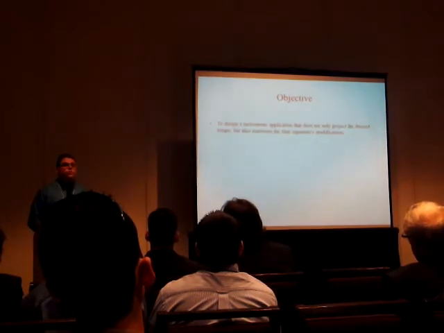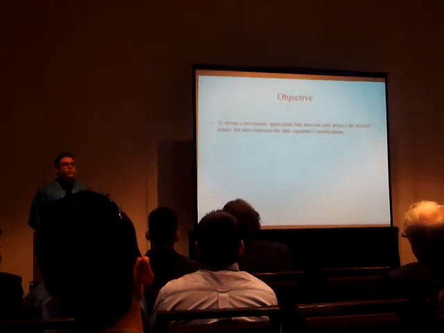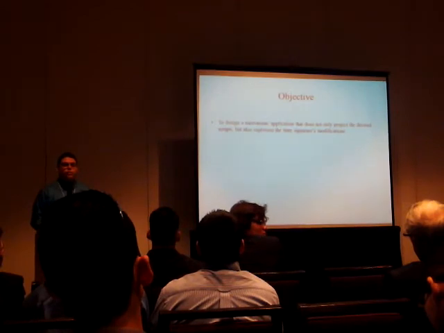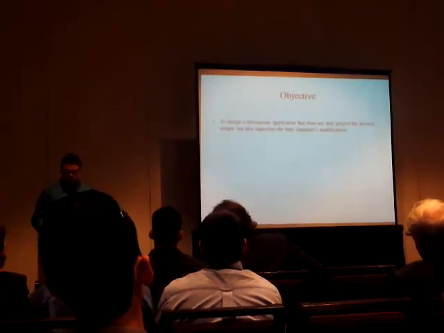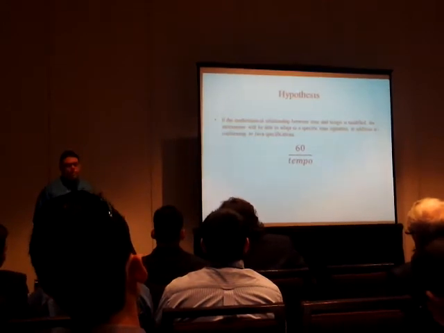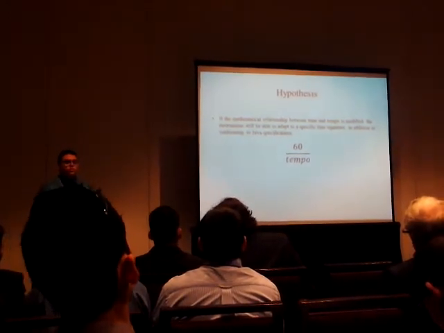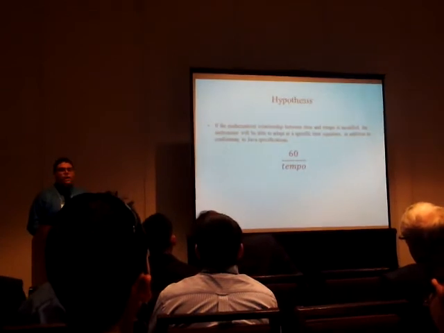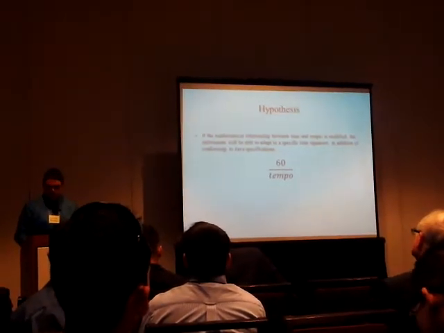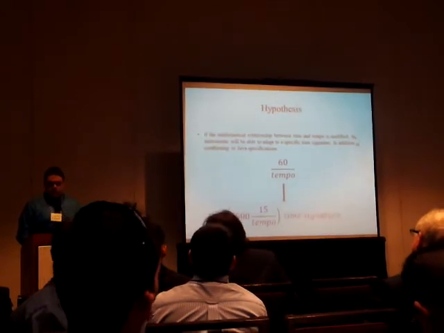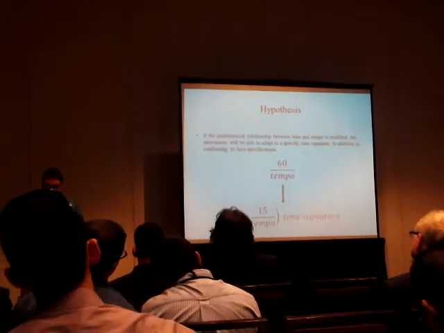The objective: to design a metronome application that does not only project desired tempo, but also projects the changes caused by the time signature. The hypothesis: if the mathematical relationship between tempo and time is modified, it can give out also the alterations caused by the time signature. This was the formula used for the program.